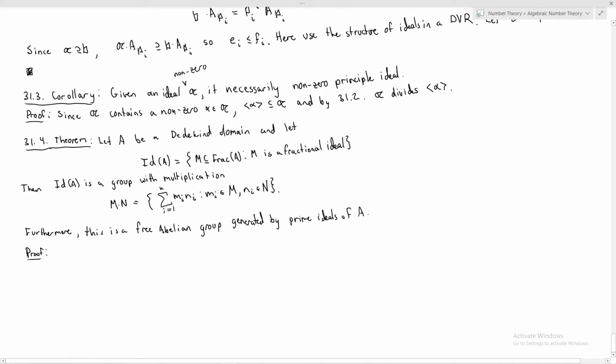Basically, first I'm going to note that this set ID of A is closed under multiplication. If A times M is contained in A, and I have B times N is contained in A, then you can pretty quickly check that A times B times M times N is also contained in A. Thus, ID A is closed under our group operation. Basically, we have a well-defined operation on our hands. Okay. The commutativity of the group operation follows basically immediately from the fact that multiplication in K is commutative.